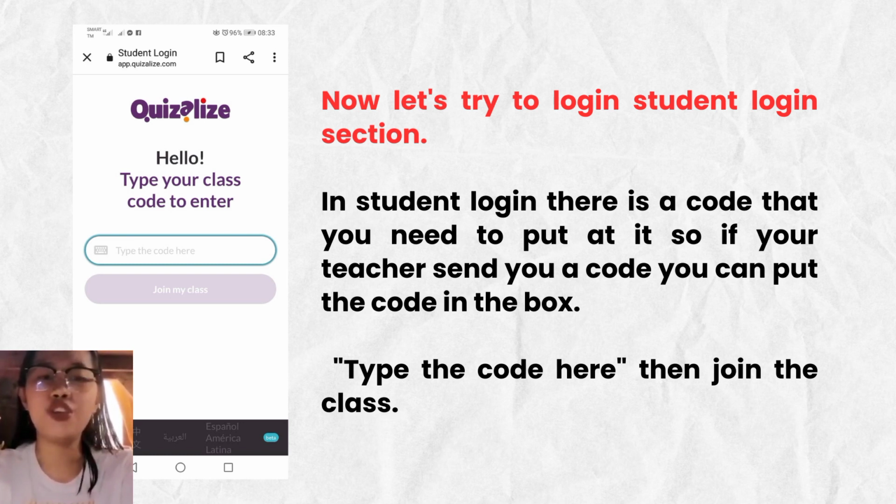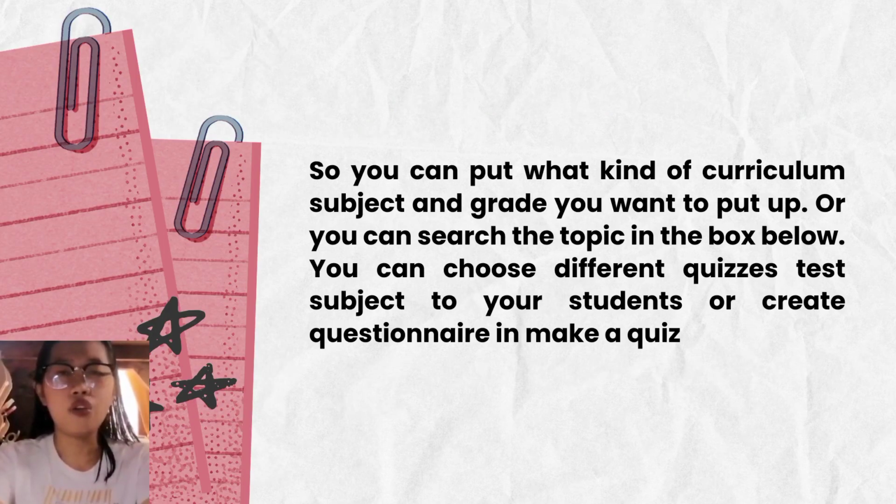Now, let's try to log in at the student login section. In student login, there is a code that you need to enter. So if your teacher sends you a code, you can put the code in the box. Type the code here, then join the class. You can choose what kind of curriculum, subject, and grade you want, or you can search the topic in the box below. You can choose different quizzes to give to your students, or create a questionnaire in Make a Quiz.